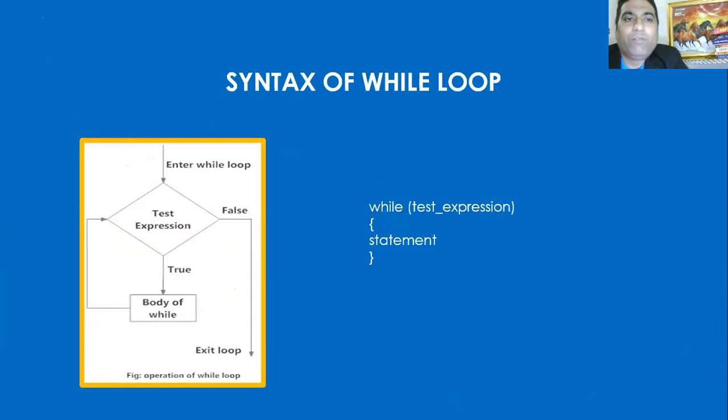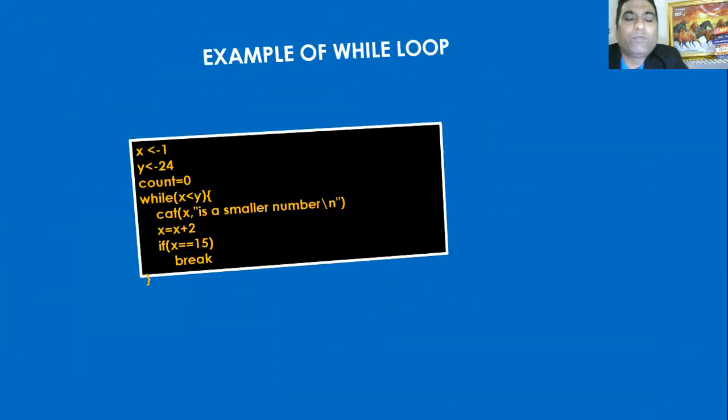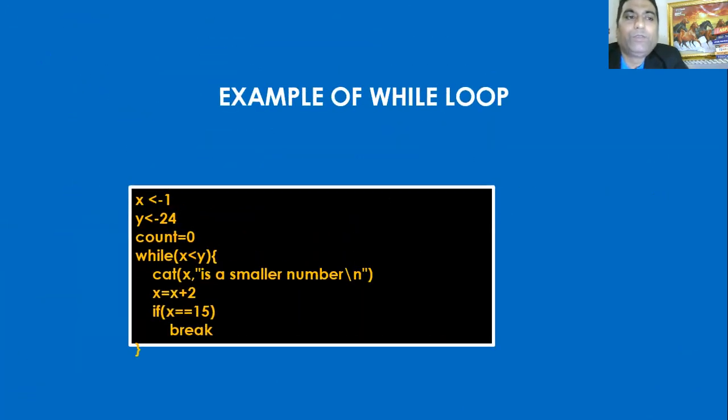And this is the syntax of the while loop. It's like a for loop, but here the while itself contains the condition. This is one example of a while loop. Okay. So 1 is initialized in x and 24 is initialized in y. The counter has been initialized to 0. Now while x is less than y. Okay. So yes, x is less than y because the x value is 1 and the y value is 24. Okay. So this cat function, x is a smaller number. So yes, it will show 1 is a smaller number.